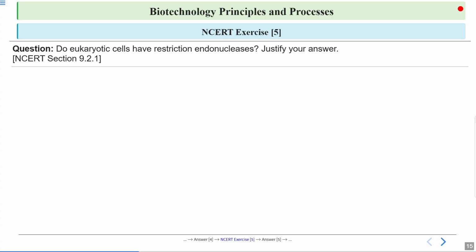Let us move to our next question. Do eukaryotic cells have restriction endonucleases? Justify your answer. Now, we have two different types of cells, prokaryotes and eukaryotes. Prokaryotes are found in the monerans, for example, bacteria, cyanobacteria, and the eukaryotic cell has a true nucleus. So you have to find out whether this eukaryotic cell has restriction endonucleases, right? So this question is again coming from the NCERT section 9.2.1.